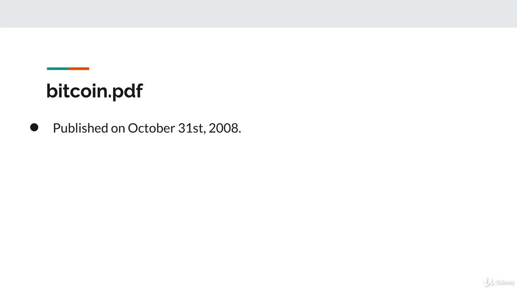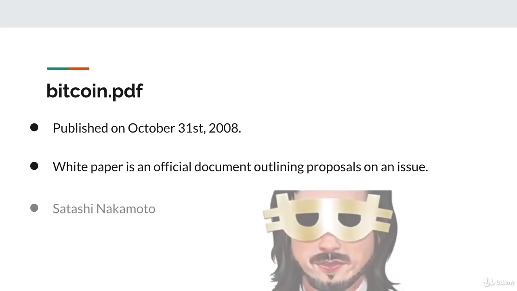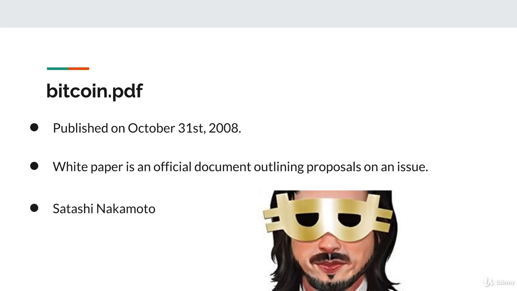A white paper is an official report or document released by governments, as well as organizations or other companies that want to outline information and proposals on a certain issue. Back in 2008, the mysterious Satoshi Nakamoto published the Bitcoin white paper. He's mysterious because, to this day, we still don't know his or her identity, or even if Nakamoto is one individual or a group of individuals. Although there are some theories that float around the internet from time to time, which you can look up yourself.